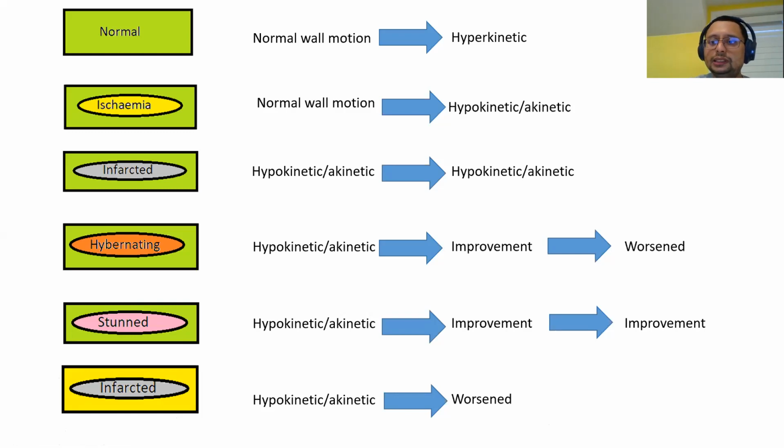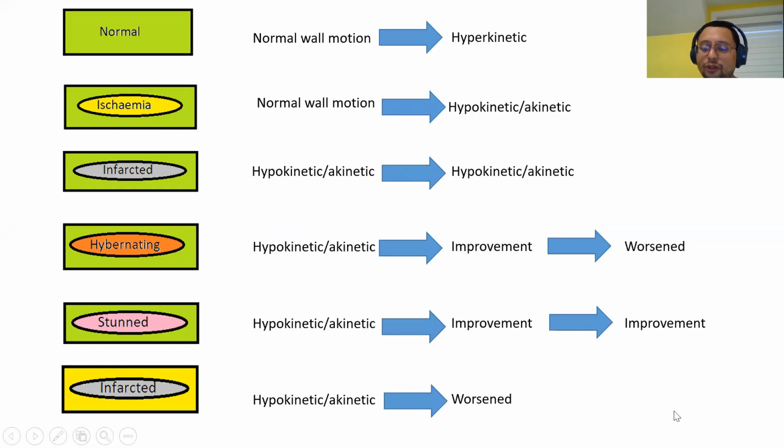So there are a few scenarios that benefit from revascularization. Ischemia: normal to hypo. Hibernating: hypo, improvement, and then worse again, biphasic. Or this one, infarcted with surrounding ischemia: you start with hypokinesia and then it worsens. Okay, so this is a patient that can also benefit from revascularization.